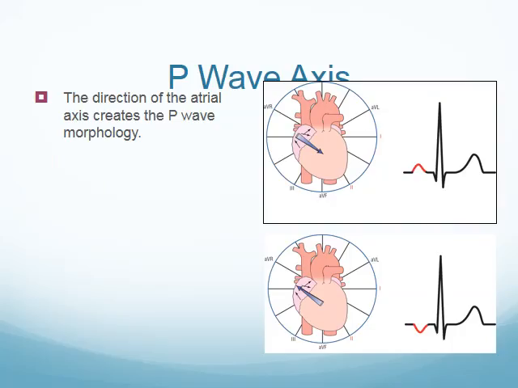The P wave axis is the direction of the atrial axis creating the P wave morphology. Normally our P wave starts in the sinus node, and then it moves down and to the right, down towards lead 2, where our positive electrode is the left leg. So it's going to deflect positively. If it depolarizes lower and has to retrograde depolarize the atria, it's going to go backwards, so it shows up as a negative deflection on our EKG.